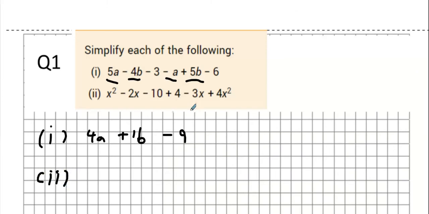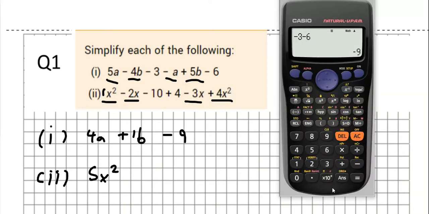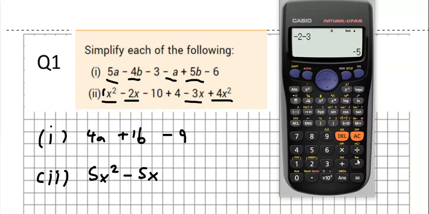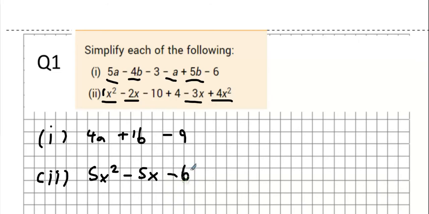Now the answer for part 2 is you look at your x squared. You have 1x squared and 4x squared. So 1 plus 4 is 5x squared. You have minus 2x minus 3x. So minus 2 minus 3 should give you minus 5. And then finally you have minus 10 plus 4. And minus 10 plus 4 should give you minus 6, but you got to find out using your calculator, obviously. Minus 6. So there's your answer to part 1.